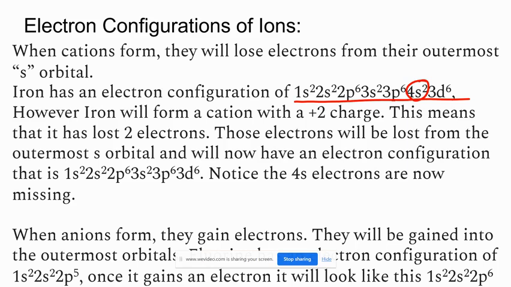Yep. So this is what it ends up looking like for the electron configuration. But if it were to, like, say, pull 1 out, then we would just be left with 4s1. Yeah, it doesn't happen though. It's going to lose both of them.